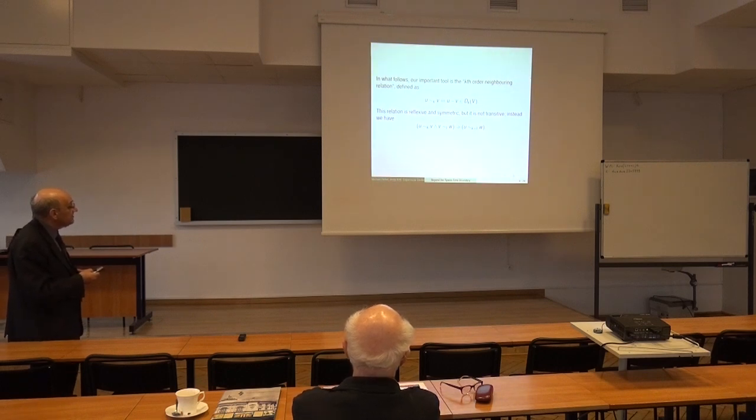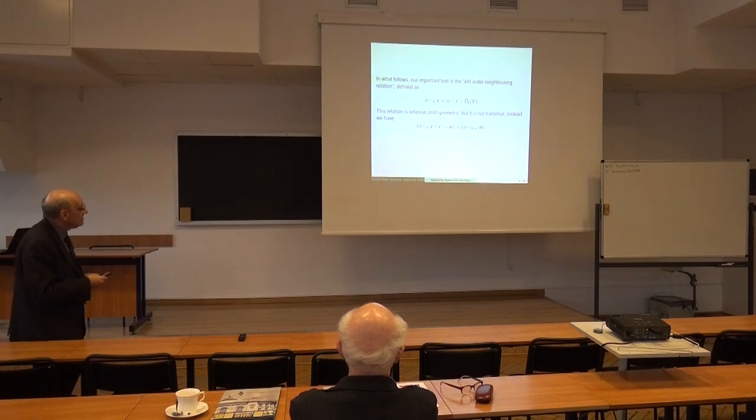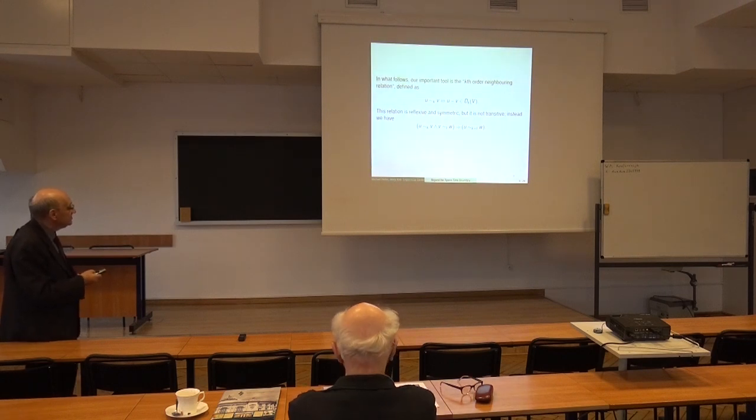This relation is reflexive, evidently, and symmetric, but it is not transitive. Instead of transitivity, we have the following formula. U is k-related to V and V is l-related to W. And this implies that U is related to W, but not in the order k, but in the order k plus l. So we have quasi-transitivity.